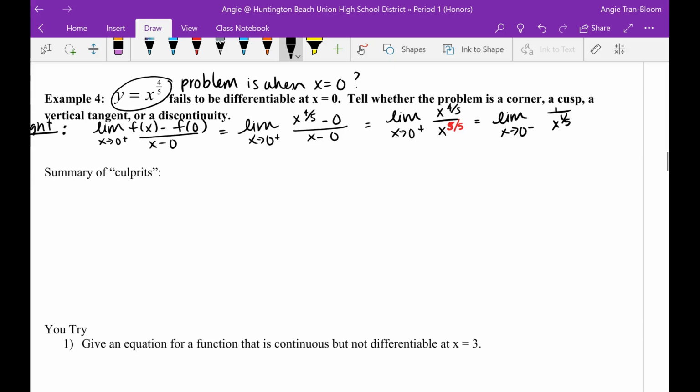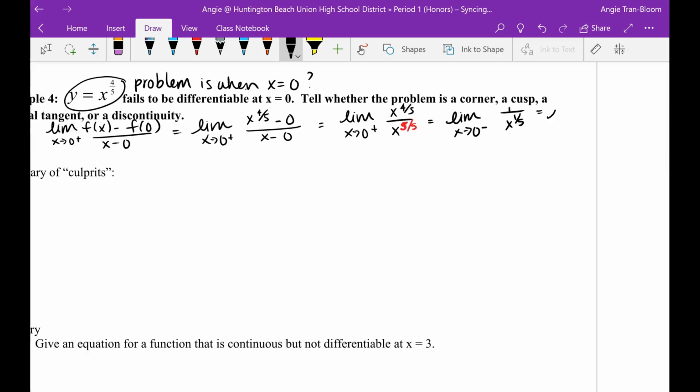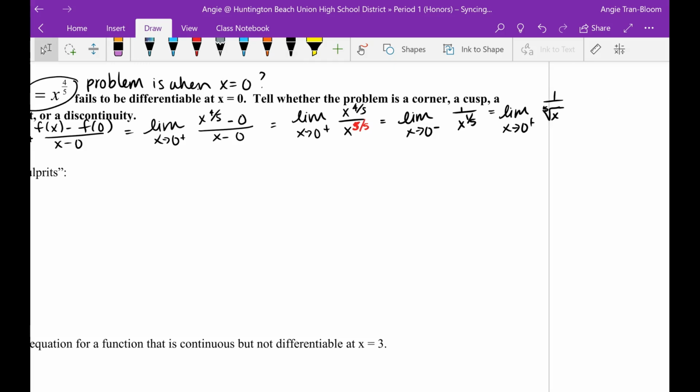0.0001, okay? Now, some of you can see this a little bit easier if I write this in radical format. So 1 over the 5th root of x. As x is approaching from the right, again, I'm going to pick 0.0001. So 1 divided by 0.0001, something super small and positive, is going to give me a positive infinity.